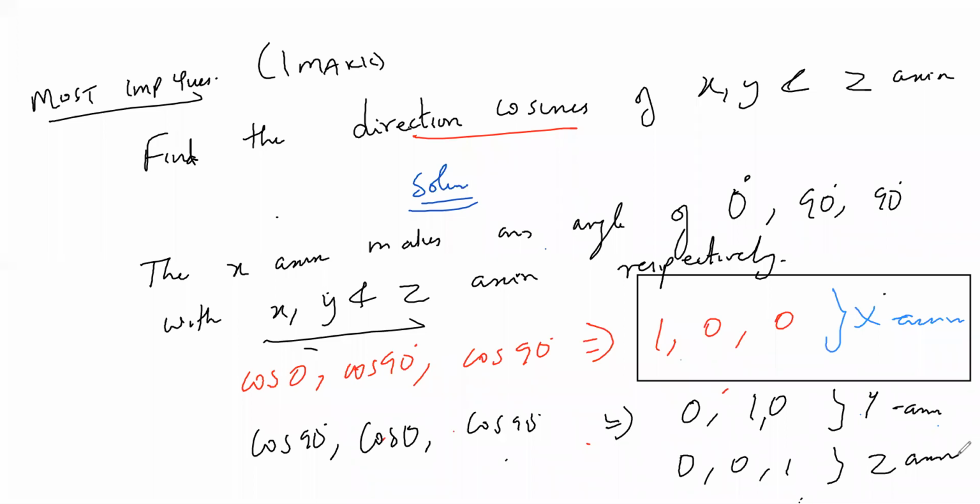I'll just put everything in a box so that you guys will be familiarized. So the answer is 1, 0, 0 on the x axis, because with the x axis it will be parallel, so cos 0 degree. Y axis will be 0, 1, 0. Z axis will be 0, 0, 1 respectively. That's all. Very important 1 mark question because each mark is important for us.